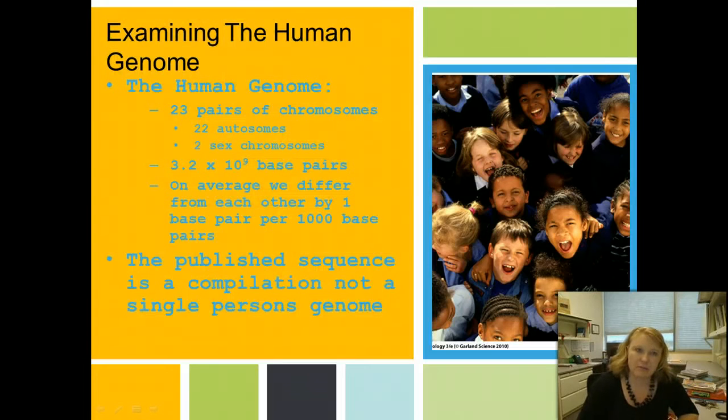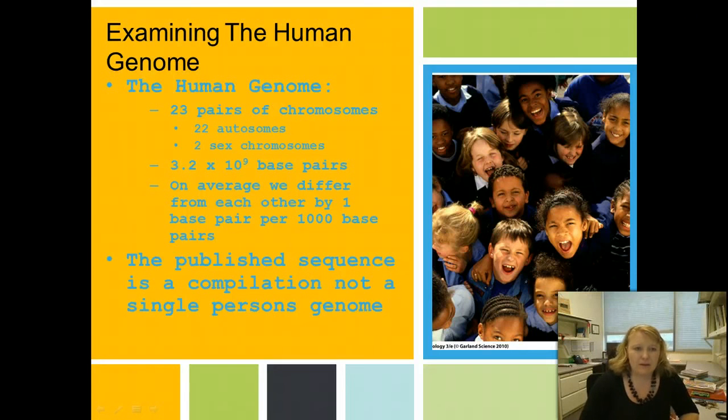So we've talked about the human genome. We have 23 pairs of chromosomes, 22 autosomes and 2 sex chromosomes. Hopefully at this point you really have that nailed. We did this sequencing first in 2001, and the published sequence of our genome is a compilation. It's not just one person's, because with the single point mutations within them, it would be hard to just have one person's genome be the standard human genome. So we did a compilation.